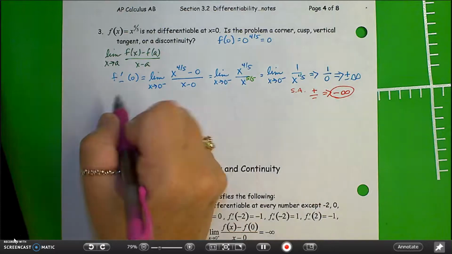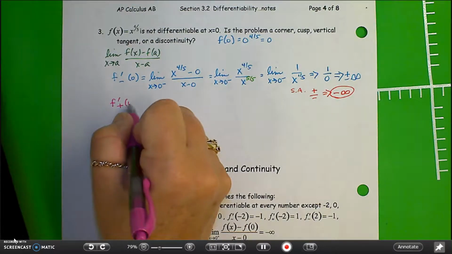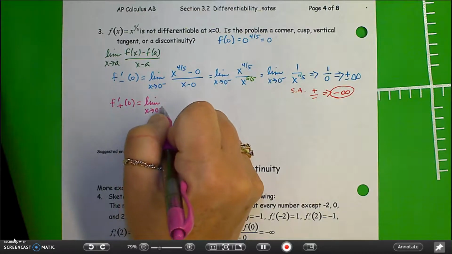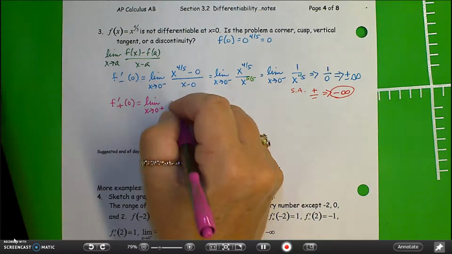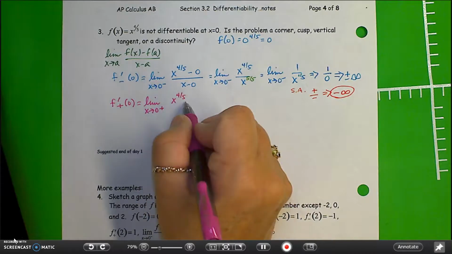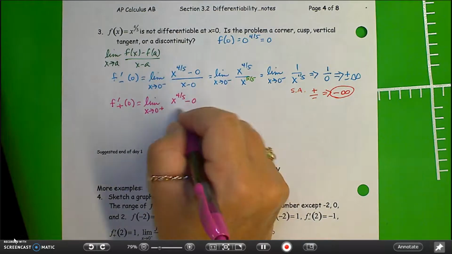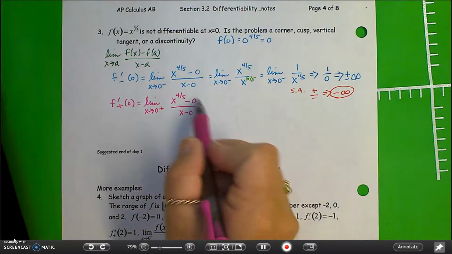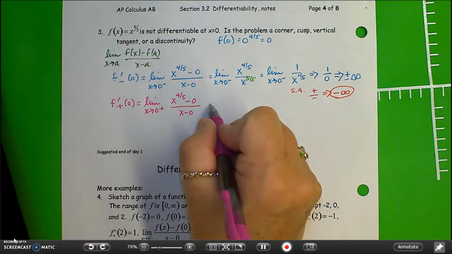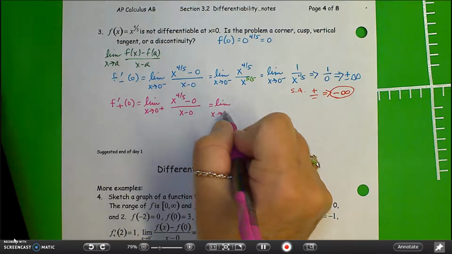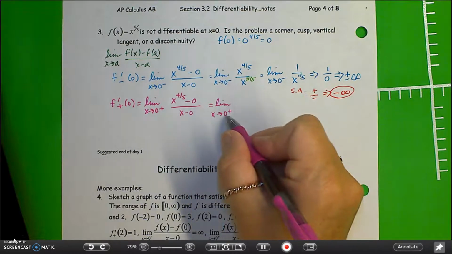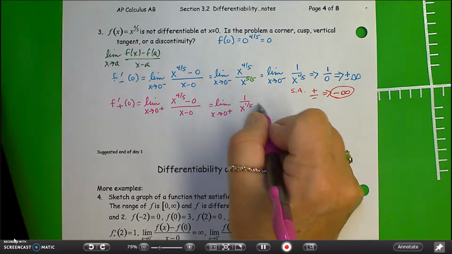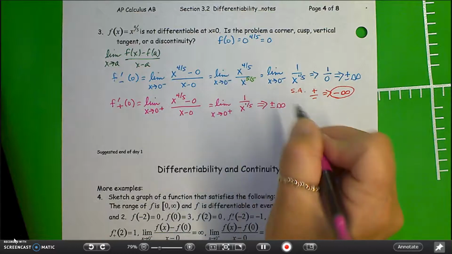Let's take a look at the right hand side. The derivative on the right of 0 is the limit as x approaches 0 from the right of still x^(4/5) minus f(0), which is still 0, over x - 0. The function is exactly the same here. So I'm going to jump all the way to my simplified form. The only difference is my limit is going to the right, from the right of 0.